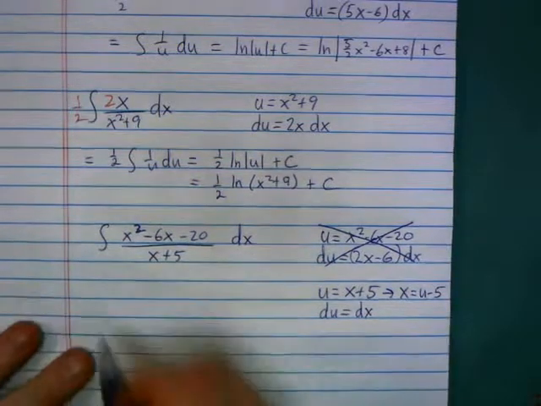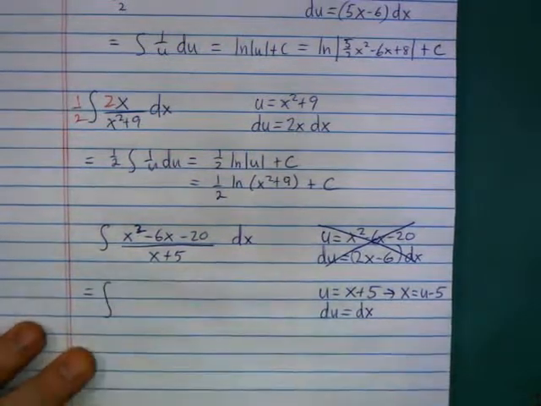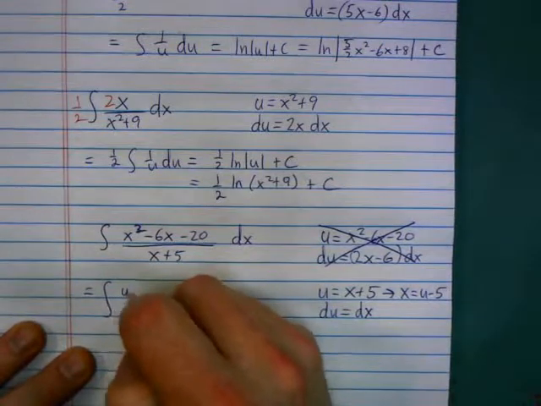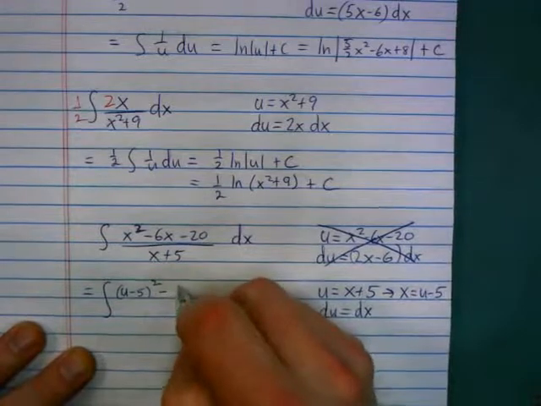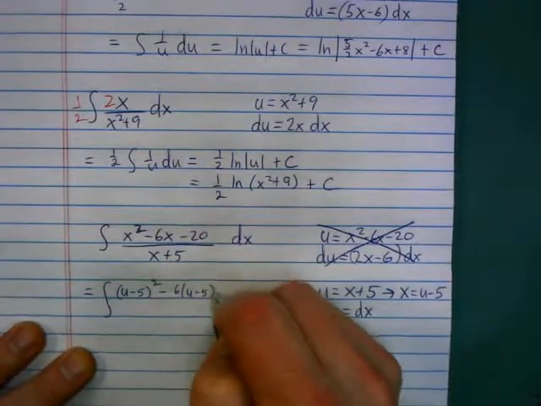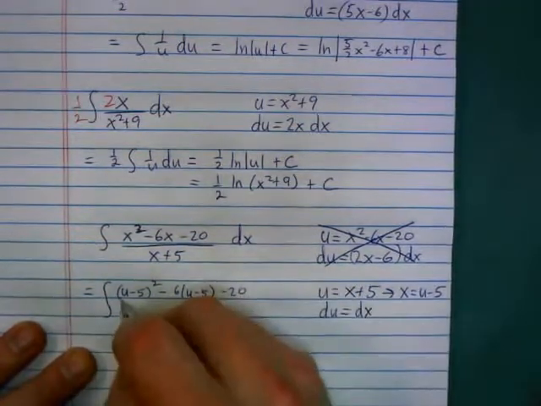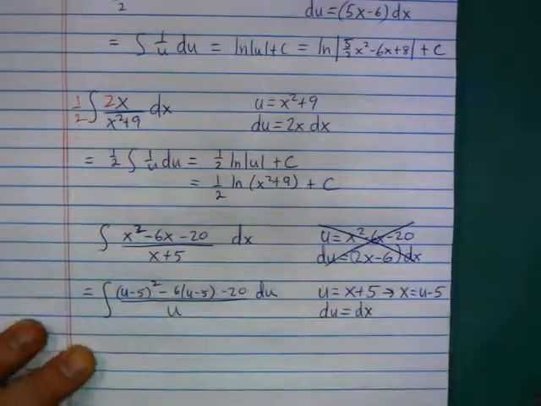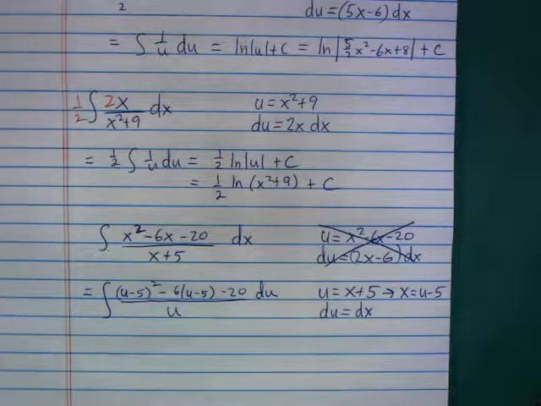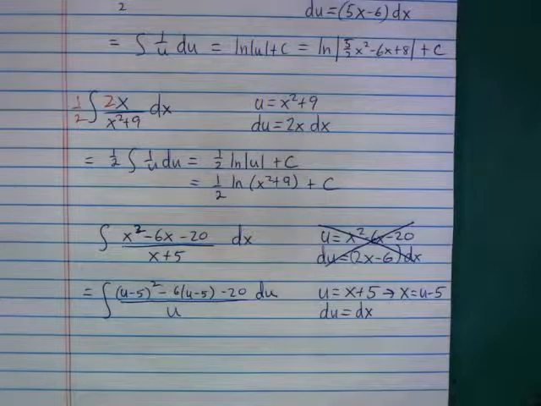All right, so this is going to become the antiderivative of (u minus 5) squared minus 6 times (u minus 5) minus 20, all over u du. So I was able to get rid of all the x's this time. I suppose that's a good thing. My question now is, did it help? Can I find the antiderivative of that thing?